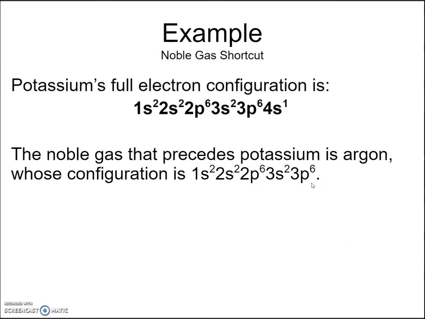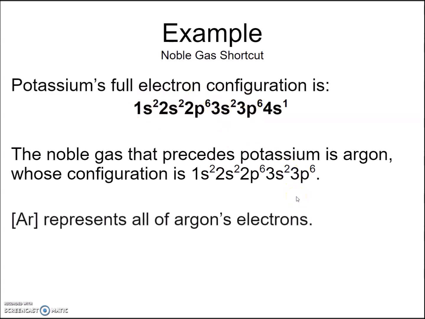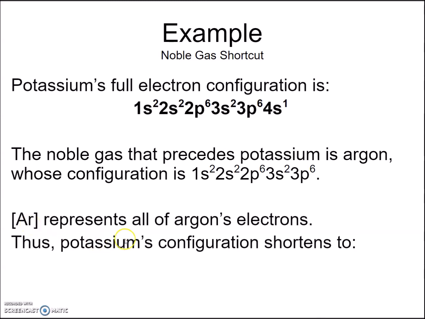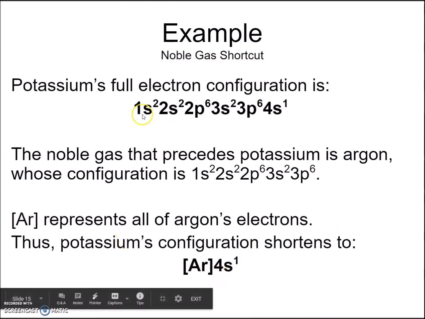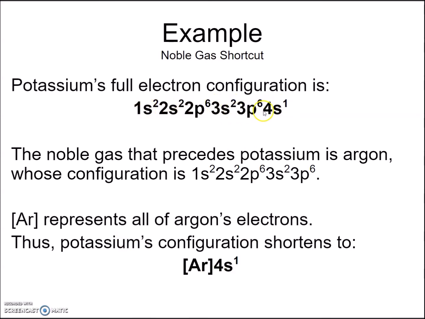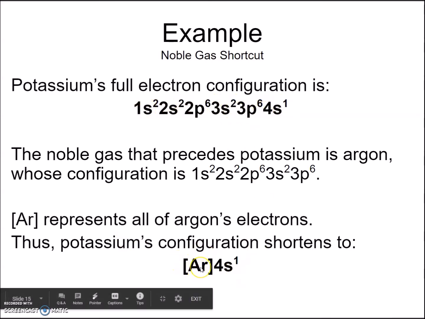Notice all of these sublevels are filled in the same order every time. Gee whiz, couldn't I just say argon, instead of 1s2, 2s2, 2p6, 3s2, 3p6? The Ar for argon in brackets represents all of argon's electrons. So we can shorten potassium's configuration. Instead of writing all of this business up at the top, just write argon in brackets and 4s1.